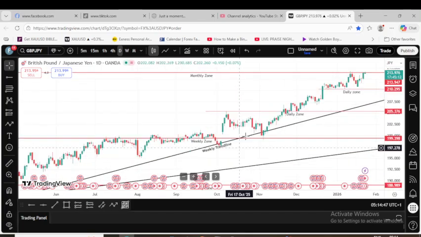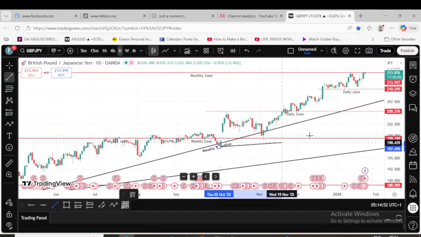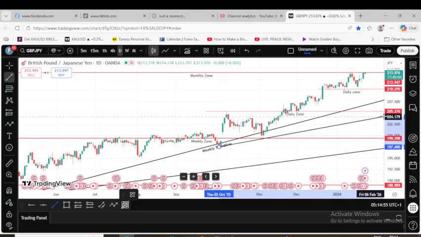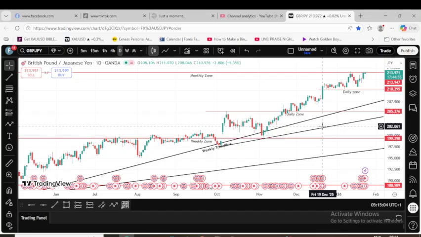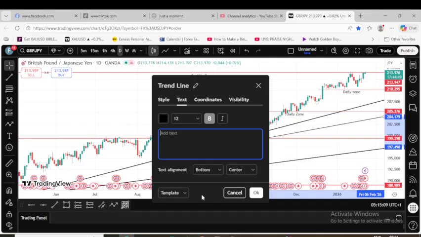Okay, there's actually a trend line that we can draw here. Yes, two of them actually. We can draw one across these two points like this, or we can draw one across these two points. Okay, no, this trend line is not valid. So maybe this one is valid. So this is our daily trend line.